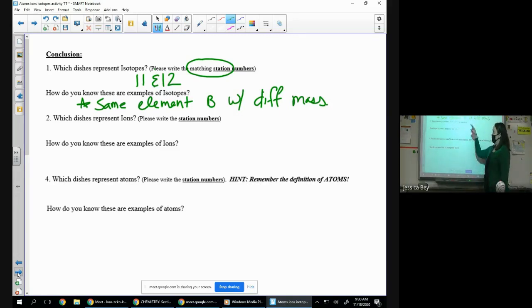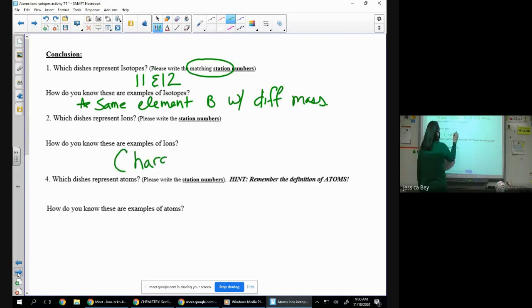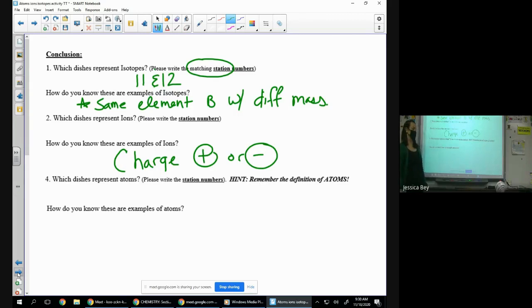Then you're going to comb through and you're going to tell me which ones represent ions. Can anybody remind me what an ion is? An ion is a particle that is charged. Thank you. So anything that has a charge, either positive or negative. Okay, so you're going to write those.